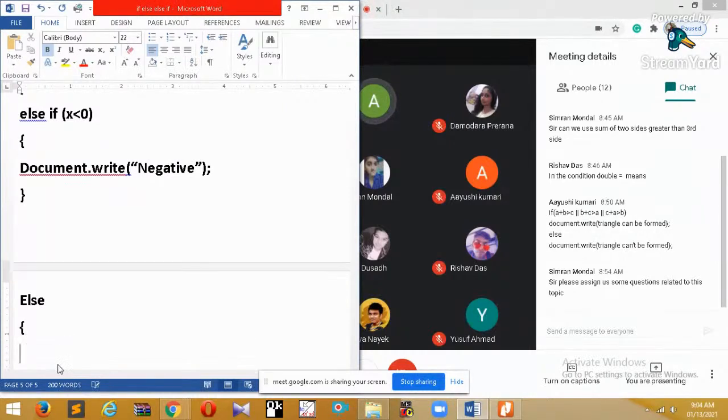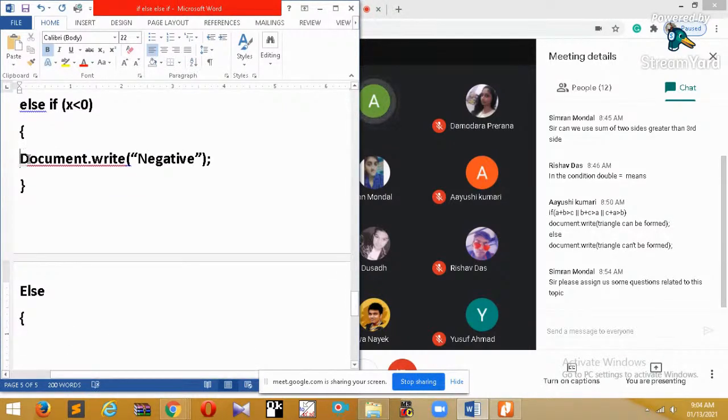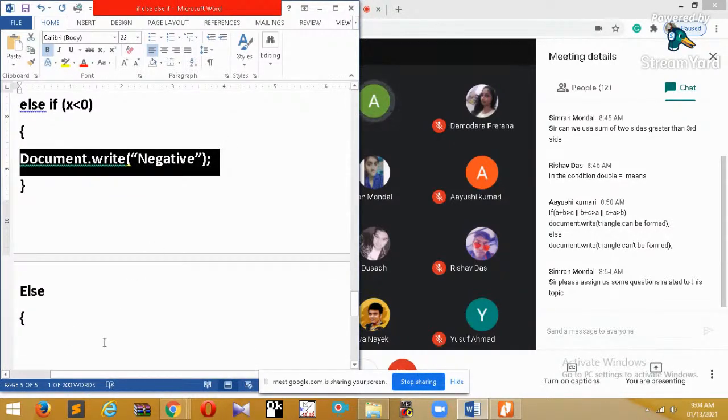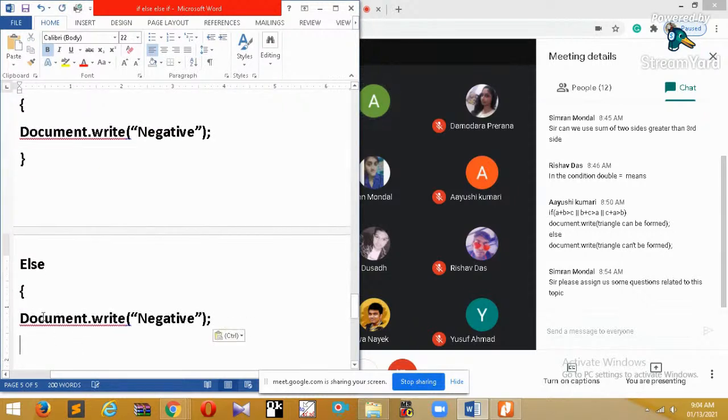So in case of else also, what will we write? Else. In case of else, we'll write document.write 0. We'll write zero. So this will be our final program. So is it clear?